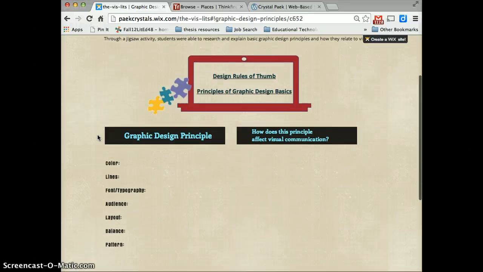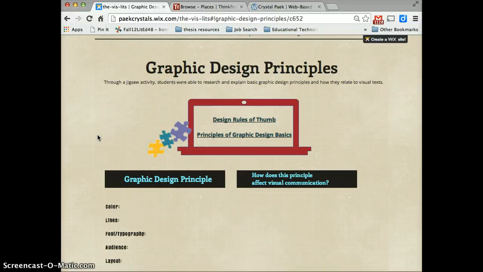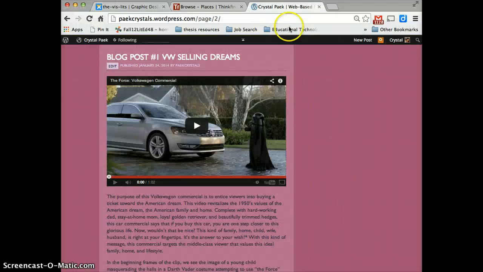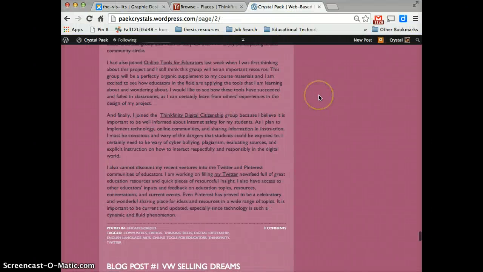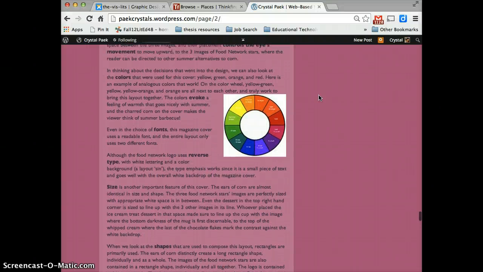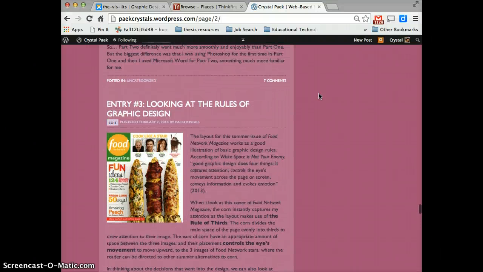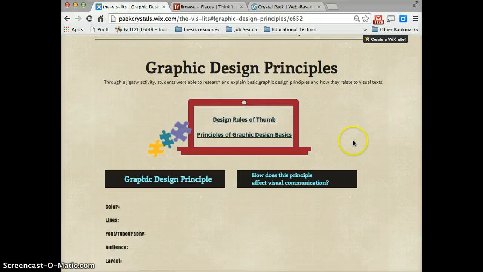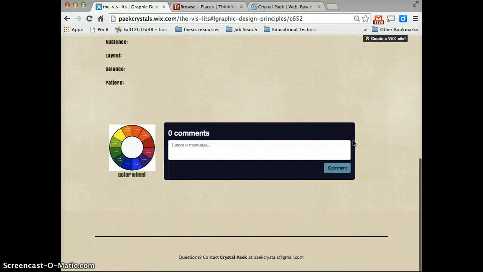Also, the reason why I thought it was important to talk about graphic design was from the projects that I did in my mini art school in my blog. They actually really inspired me of the importance of looking at graphic design principles, looking at the rules of graphic design and seeing how they contribute to the overall message. So that's something that I want the students to be able to understand as well.